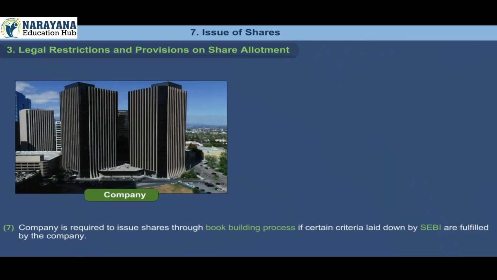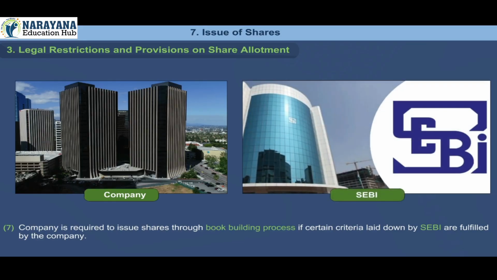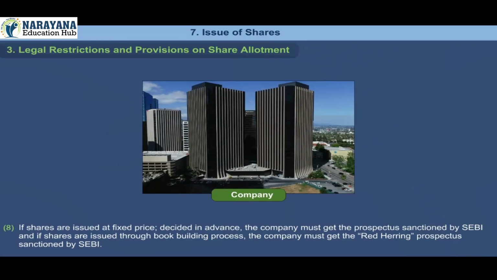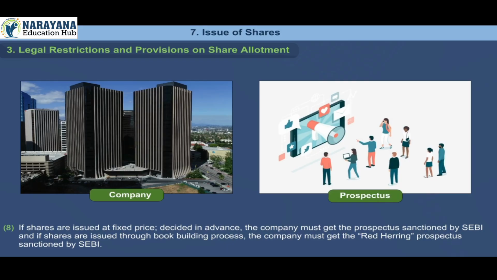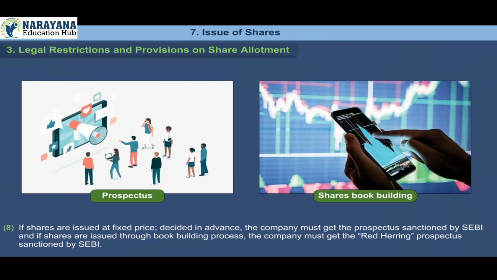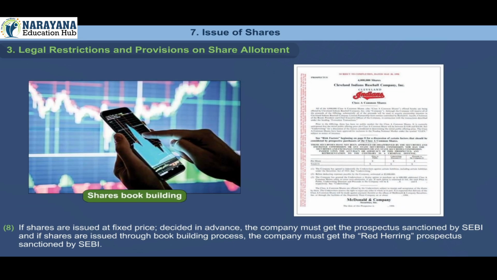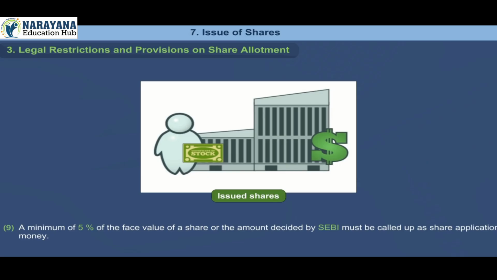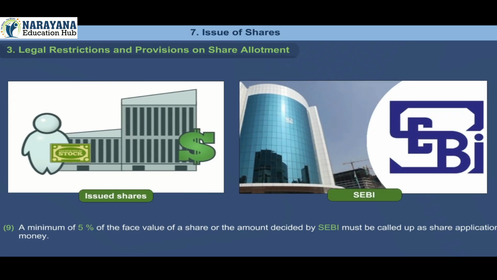7. Company is required to issue shares through book building process if certain criteria laid down by SEBI are fulfilled by the company. 8. If shares are issued at fixed price decided in advance, the company must get the prospectus sanctioned by SEBI, and if shares are issued through book building process, the company must get the red herring prospectus sanctioned by SEBI. 9. A minimum 5% of the face value of a share or the amount decided by SEBI must be called up as share application money.